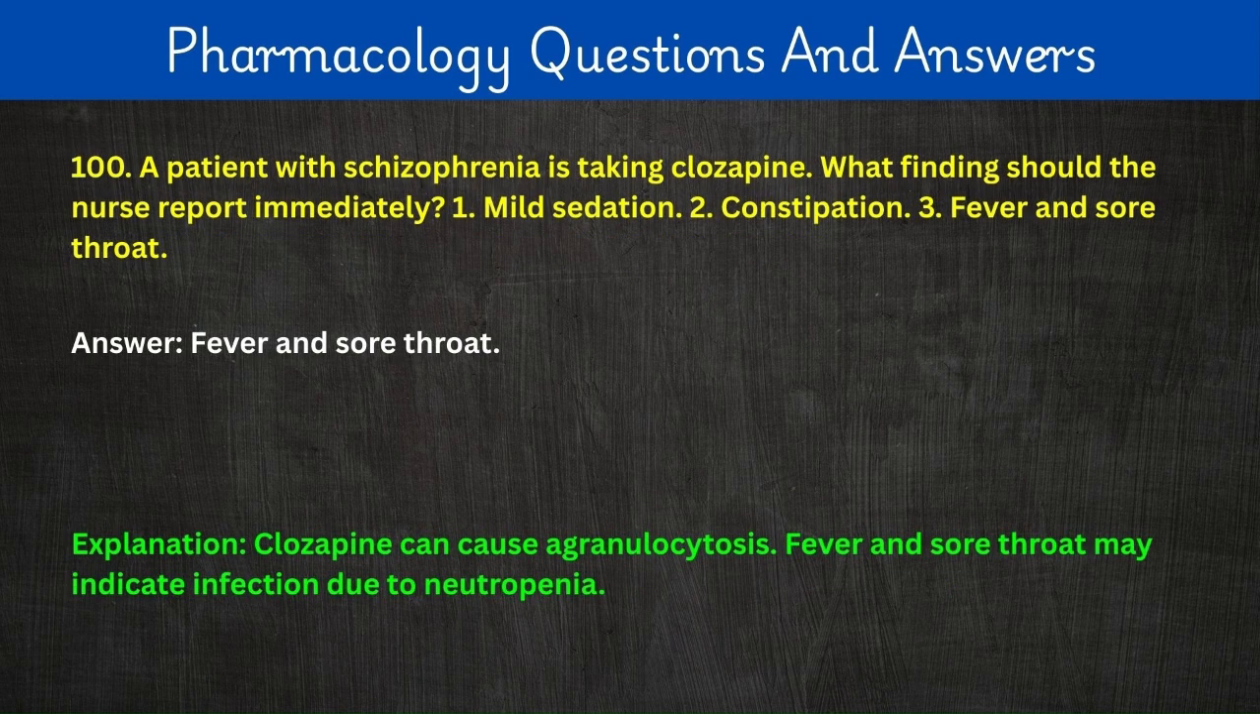100. A patient with schizophrenia is taking clozapine. What findings should the nurse report immediately? 1. Mild sedation. 2. Constipation. 3. Fever and sore throat. Answer: fever and sore throat. Explanation: clozapine can cause agranulocytosis. Fever and sore throat may indicate infection due to neutropenia.